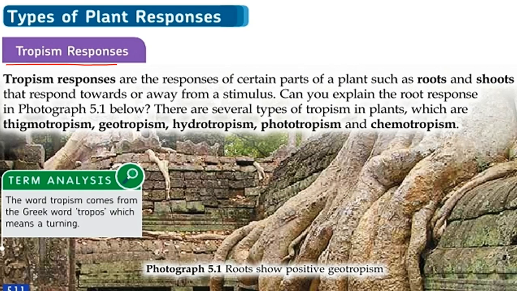Tropism responses are the responses of certain parts of plants, such as roots and shoots, that respond towards or away from a stimulus. There are several types of tropism in plants. We have thigmotropism, geotropism, hydrotropism, phototropism, and also chemotropism.